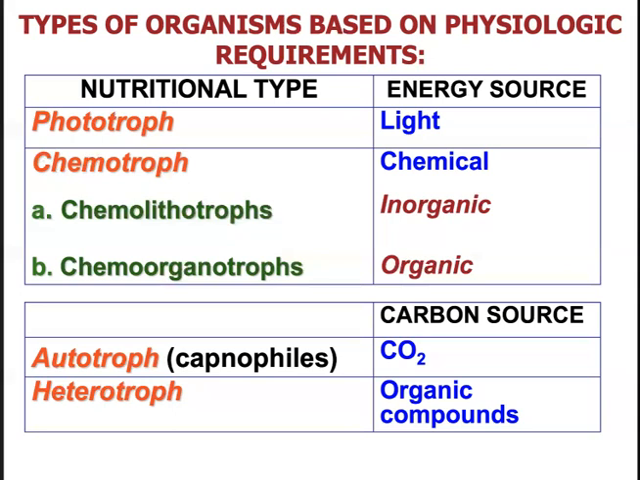So again, to avoid confusion, those that would need carbon dioxide are called autotrophs, and those that would require a larger amount of carbon dioxide are called capnophiles. Still, they're autotrophs, right? And those that would need organic compounds as their carbon source are called heterotrophs.